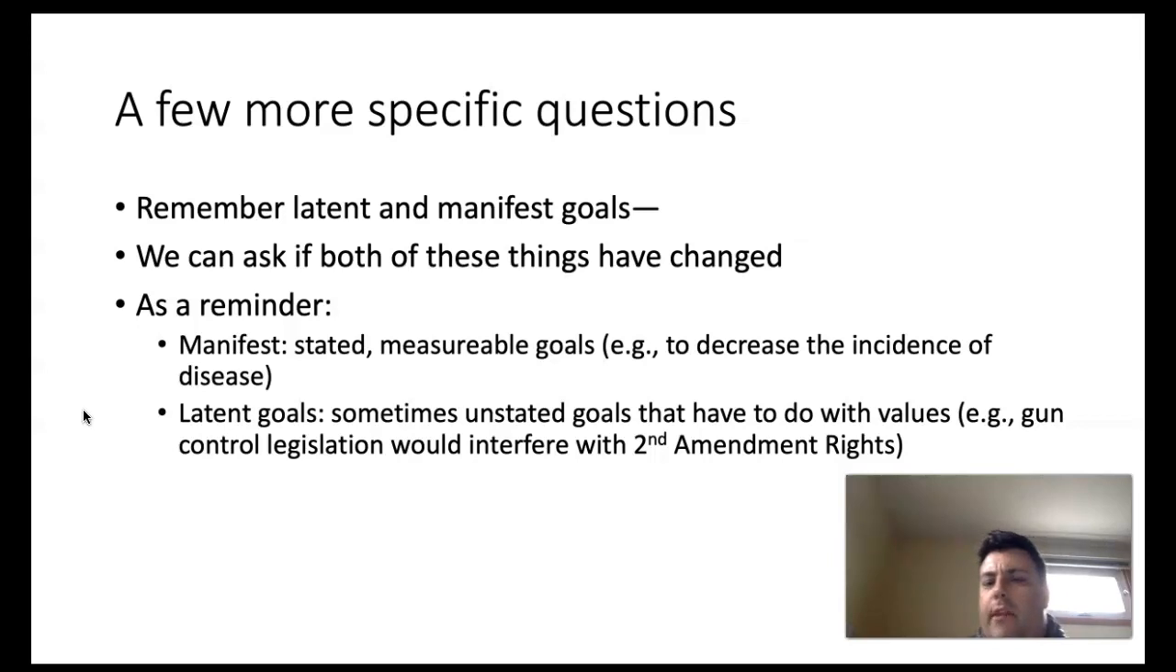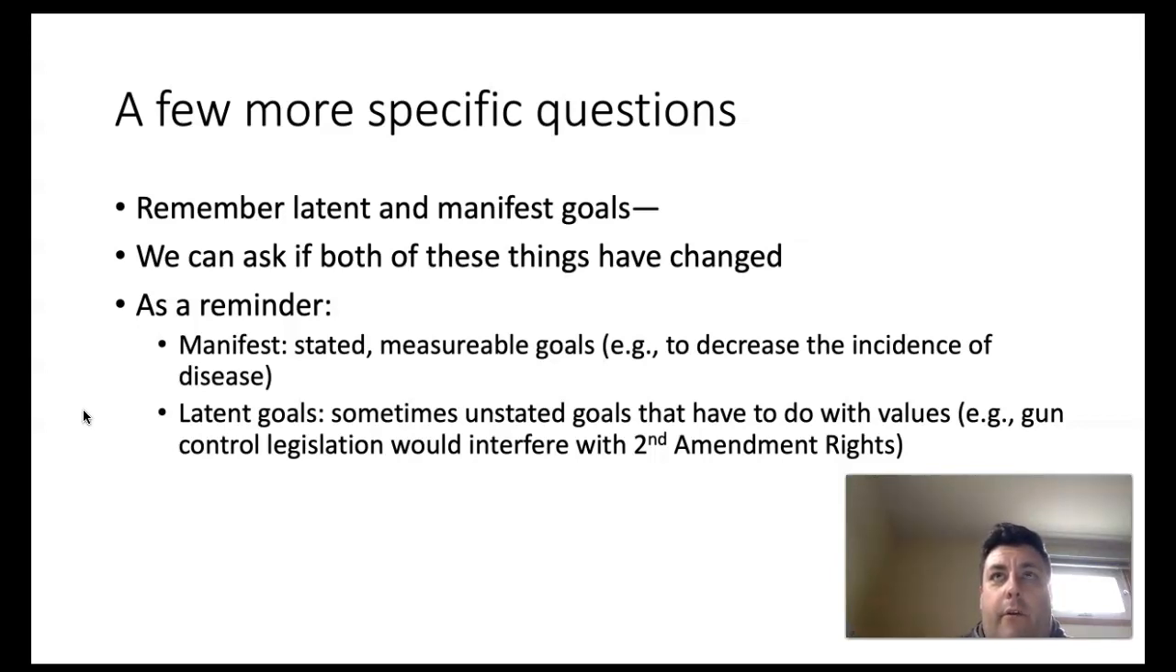So remember that throughout the course of the semester, one of the themes, or one of the things we've always returned to, have been manifest and latent goals. Those manifest goals are stated, measurable goals. So we want to decrease the incidence of disease. We want to increase access to healthcare. We want to increase access to education, something like that. And we often can have an objective assessment of whether or not manifest goals were met.